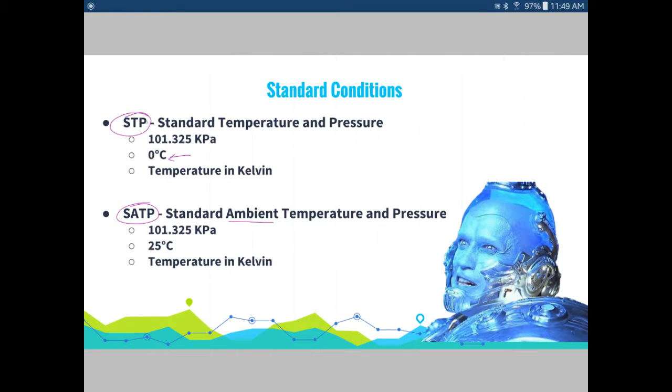So if you see STP, know that we're at 0 degrees Celsius. If you're at SATP, you're at 25 degrees Celsius. The pressure difference really isn't too much. I think to be even more precise, at STP, our pressure is 100 kilopascals, whereas at SATP, it's 101.325. But essentially that 1.325 is so insignificant that we just maintain it consistently across the board.